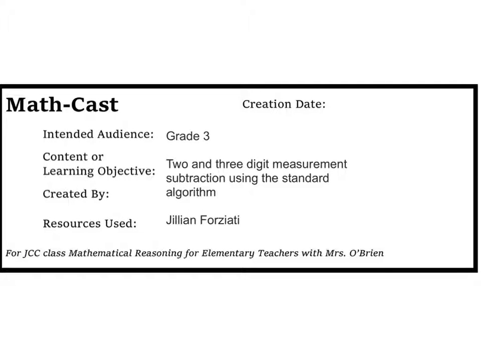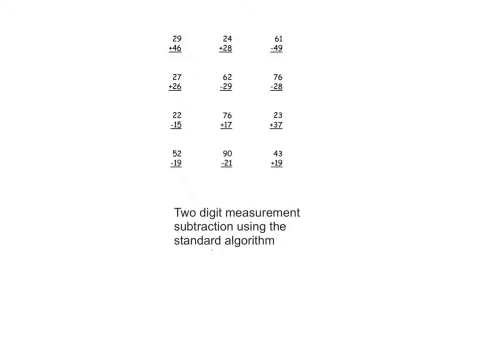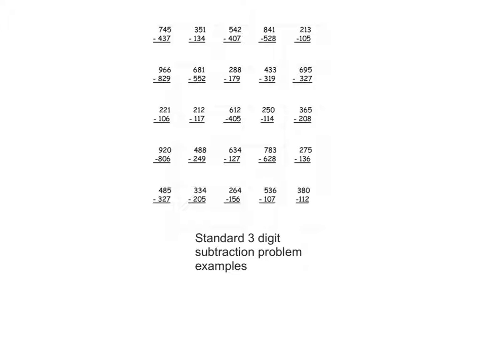Intended audience is grade 3. Learning objective: 2 and 3 digit measurements of subtraction using a standard algorithm. Here we have examples of the 2-digit subtraction problems. Here is another example, but instead of using 2 digits, we have 3 digits, which makes the subtraction a little bit harder.